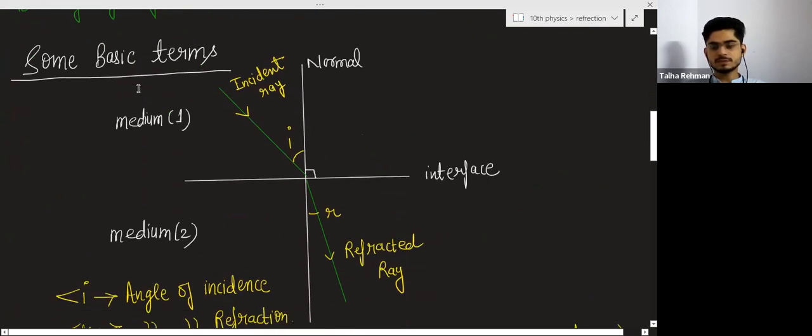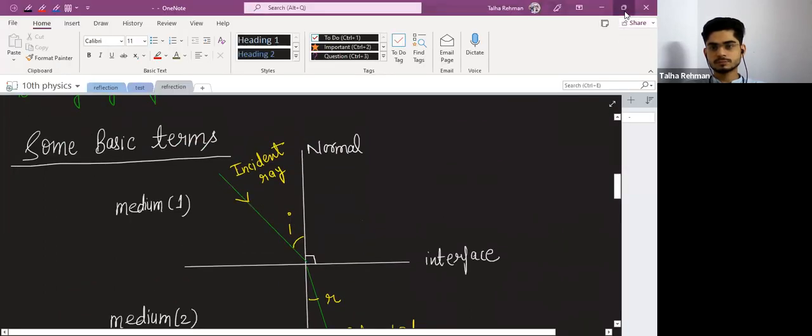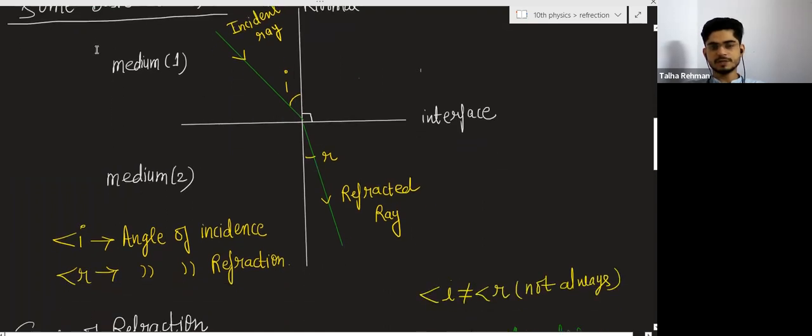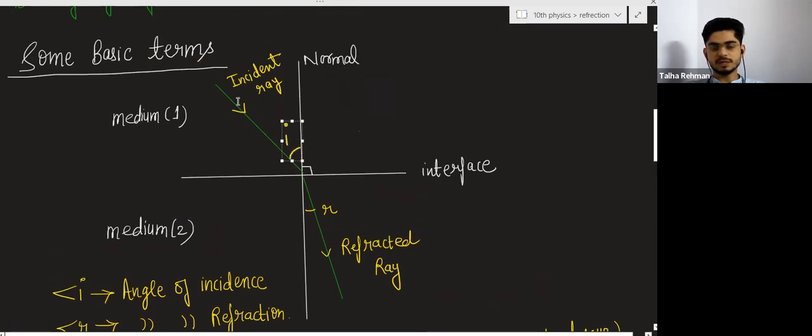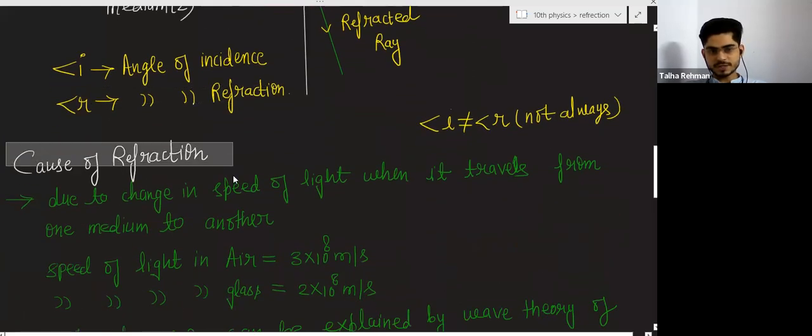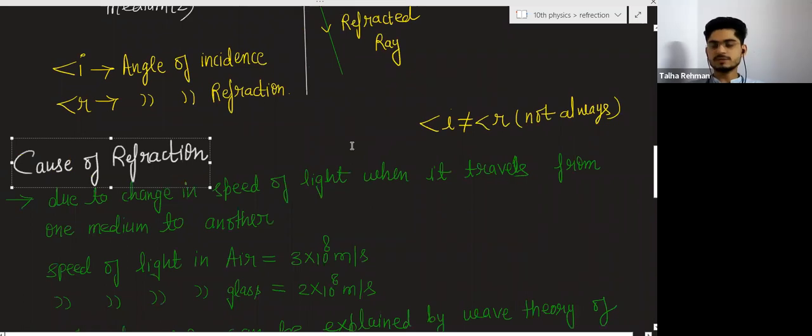There are some basic terms that I have told you. What is incident ray? What is refracted ray? What is interface? What is normal? Here the light ray is traveling from one medium to a second medium, and this angle i between the normal and the incident ray is known as the angle of incidence. Angle of refraction. The cause of refraction is that the speed of light is different in different mediums.